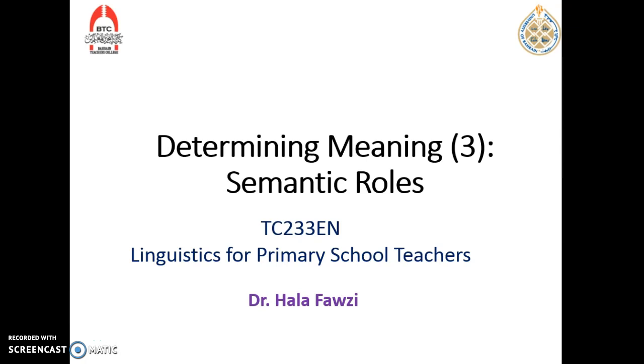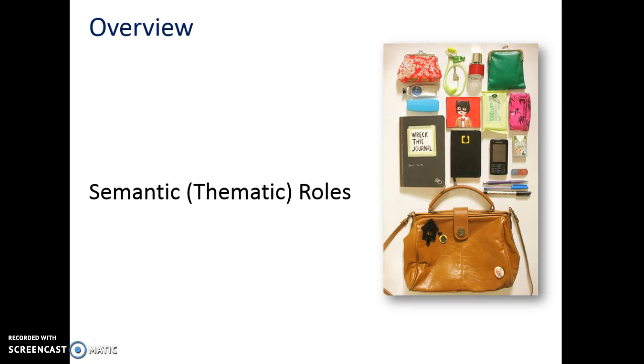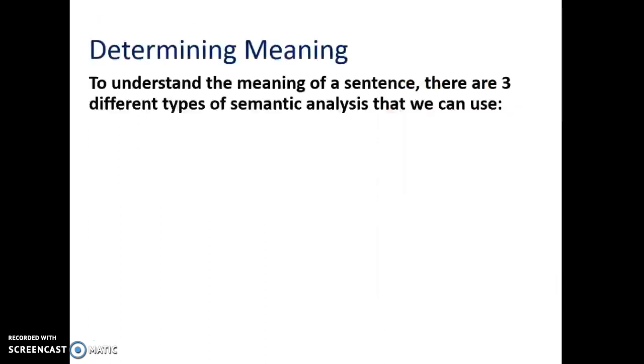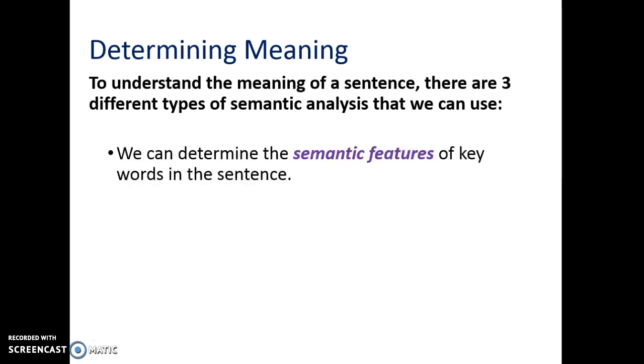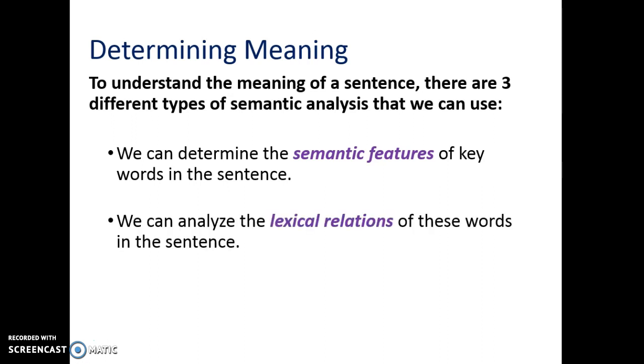Today we will continue on what we started last week on how to examine words to understand the meaning, and we will go over the semantic or thematic roles today. Remember when we talked about how to understand the meaning of words and sentences, we said that there are three different types of semantic analysis that we can use. The first one we went through was the semantic features or the semantic properties, remember, plus human plus adult. And we also explained the lexical relations of words and how to analyze the lexical relations in the sentence.